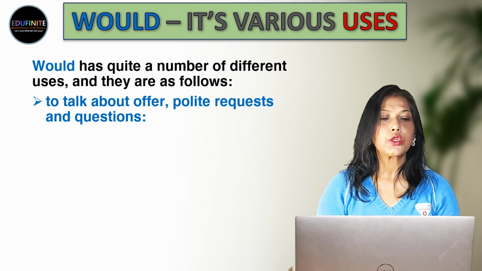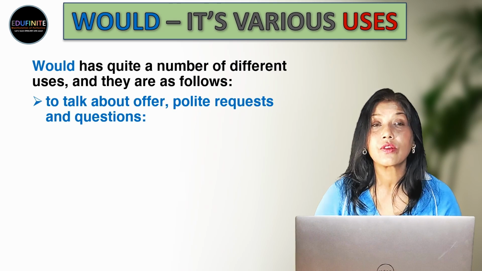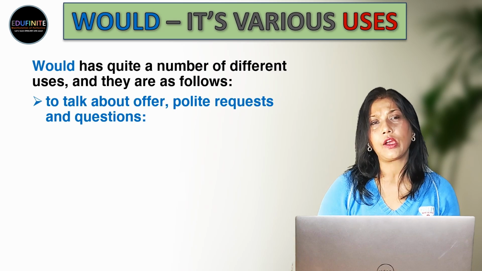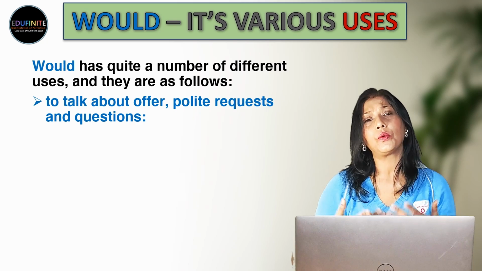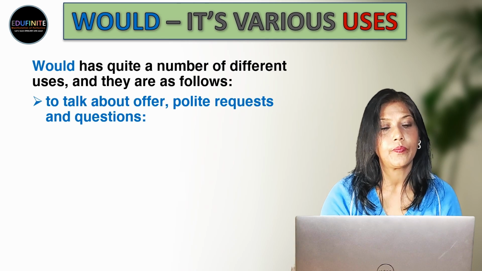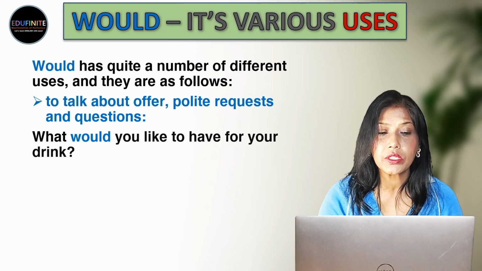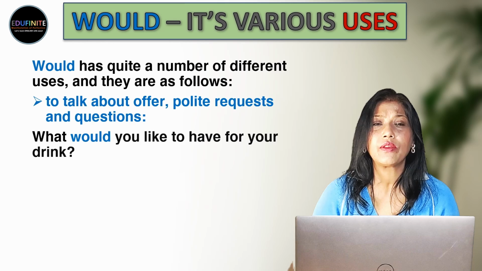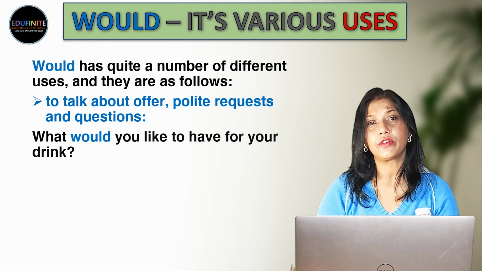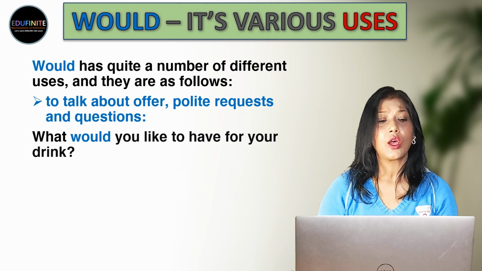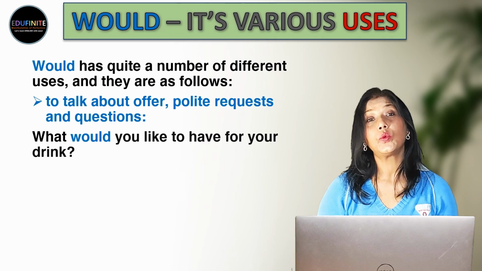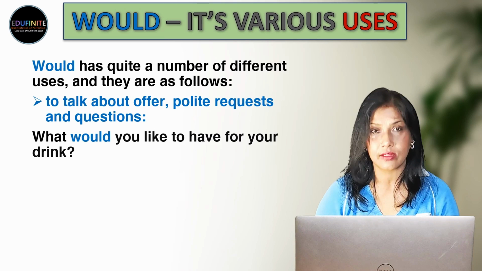is to talk about offer, polite requests and questions. So when we have to offer something or make polite requests or ask questions politely, we use the modal verb would. What would you like to have for your drink? When we go to the restaurants and when they want to serve us drinks, they do often come and ask us, what would you like to have for your drink? So that's how would is used. It's a polite way of asking a question.